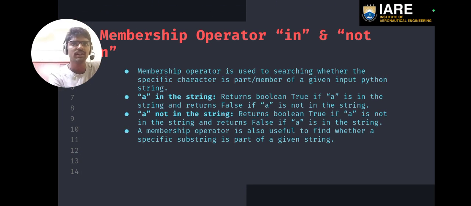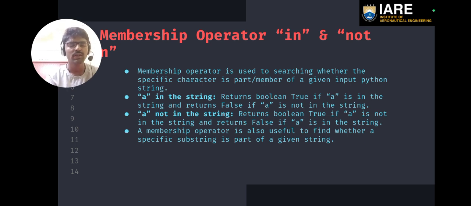So membership operators, in and not in. These membership operators are basically used anywhere, such as in loops and many other applications, and one of the applications is also in string operations. Membership operator is used to search whether the specific character is part or member of given input. Python: a in string returns boolean true if a is in the string and returns false if a isn't there in the string.